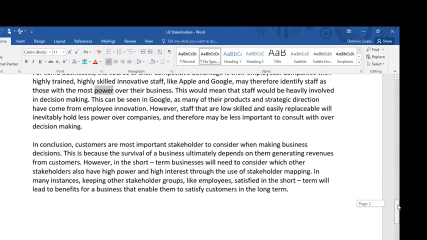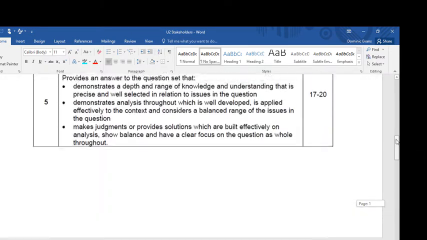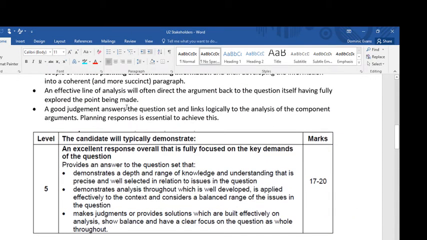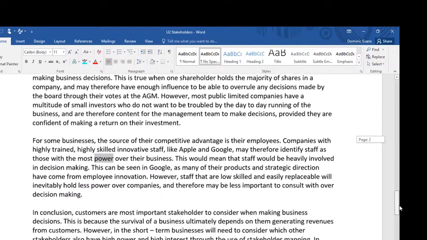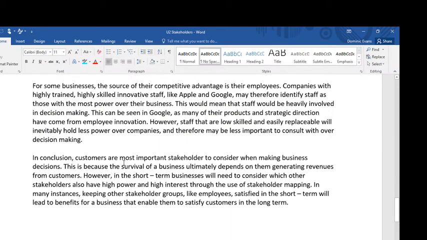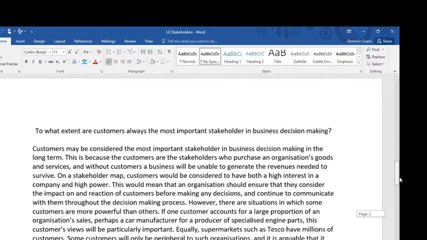So now I need a conclusion, and remember the conclusion should answer the question set, linked logically to analysis, and the conclusion should also show balance and have a clear focus on the question. So let's see how I try and do that. In conclusion, customers are the most important stakeholder to consider when making business decisions. Well, I've clearly answered the question.